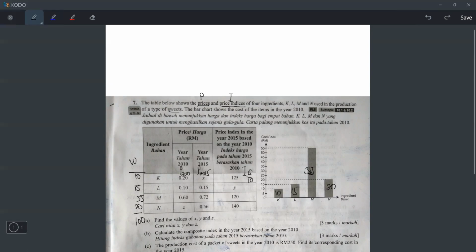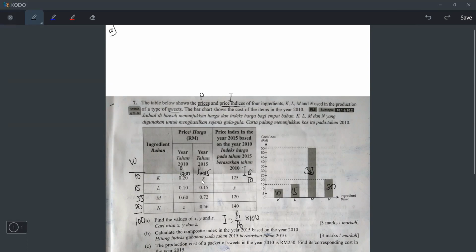For part A, they say find the values of X, Y, Z. Which formula will I use? The first formula: I equals P1 over P0 times 100. Substitute I, P1 and P0, then you get the answer.